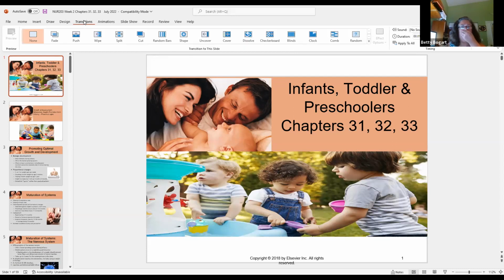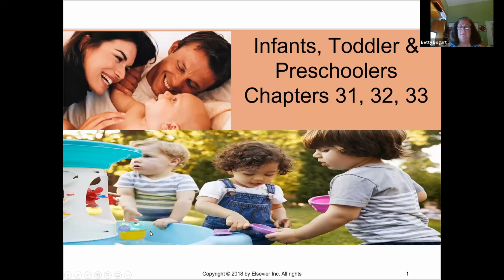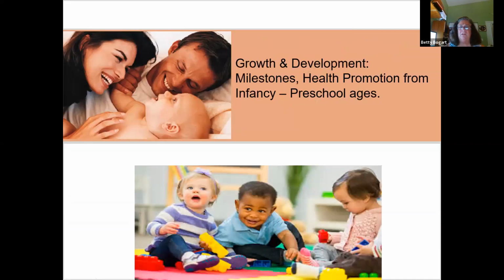Let me check one thing, because I had some issues earlier, but I think we fixed it. Yes, I did. It was doing this transition moving ahead by itself, and it shouldn't do that. So from the beginning: infants, toddlers, preschoolers, chapters 31, 32, 33.